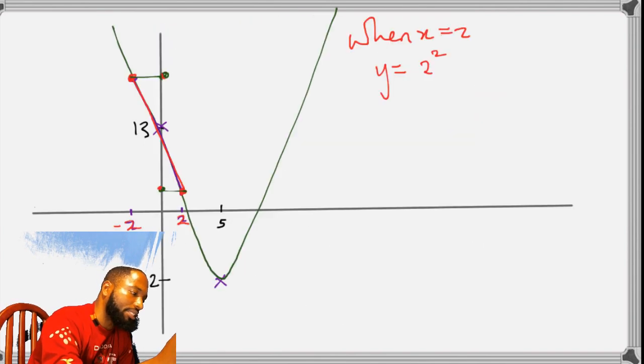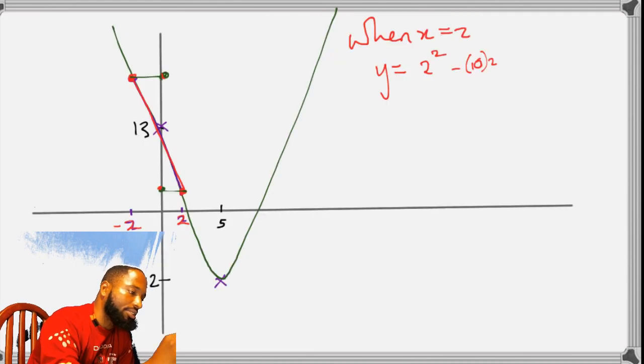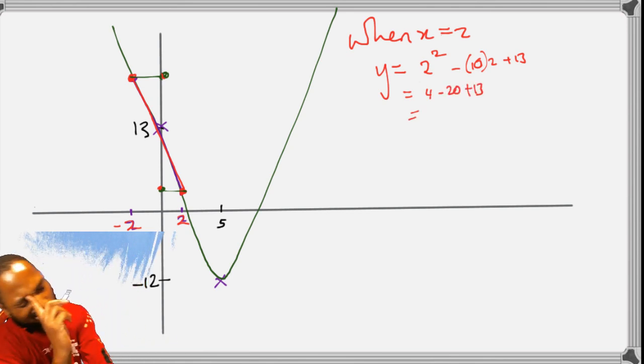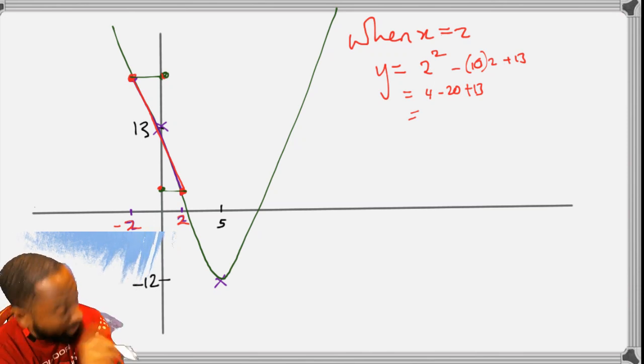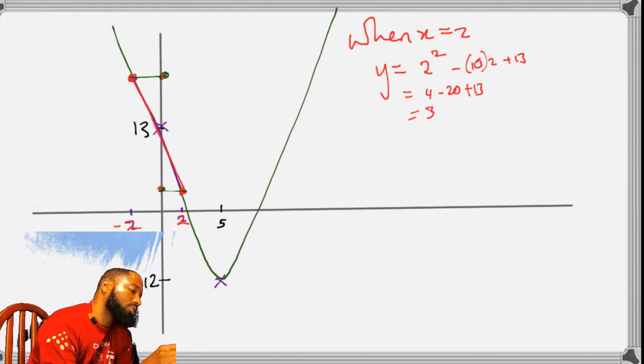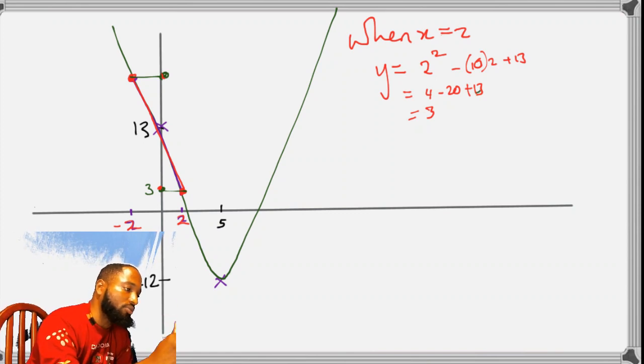2 squared minus 10 by 2, which is 20. I can actually work on this in my mind. Plus 13. So y will be equal to 4, take away 20 plus 13. Y is going to be equal to, how am I taking so long? 3. Yeah. So this value here is 3. That's important. What about when x is equal to negative 2?